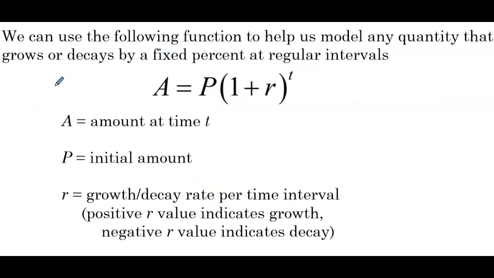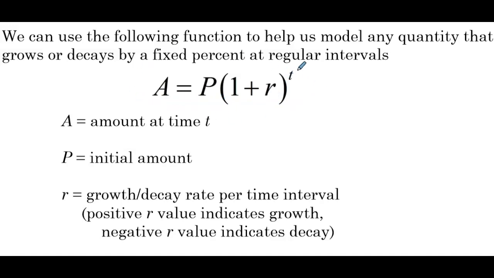We can use the following function to help us model any quantity that grows or decays by a fixed percent at regular intervals. And we discussed this idea of regular intervals, right? Like 0, 1, 2, 3 weeks, not 0, 2, 8, 11. That wouldn't be regular intervals. So the equation is A equals P times (1 plus R) to the T.